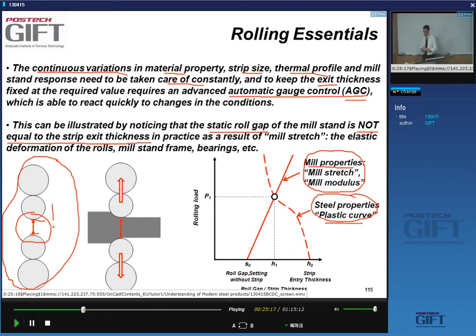If you have a roll gap setting without strip of S0, and a strip entry thickness of H0, then the process will stabilize at an exit thickness which is determined by the intersection of the mill stretch line and the plastic curve. That will also determine the rolling load. So that will define the operating point of your mill.